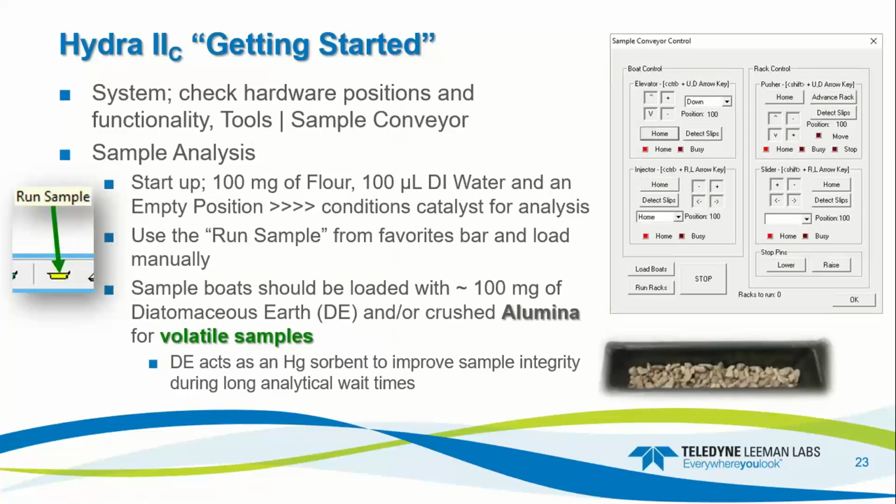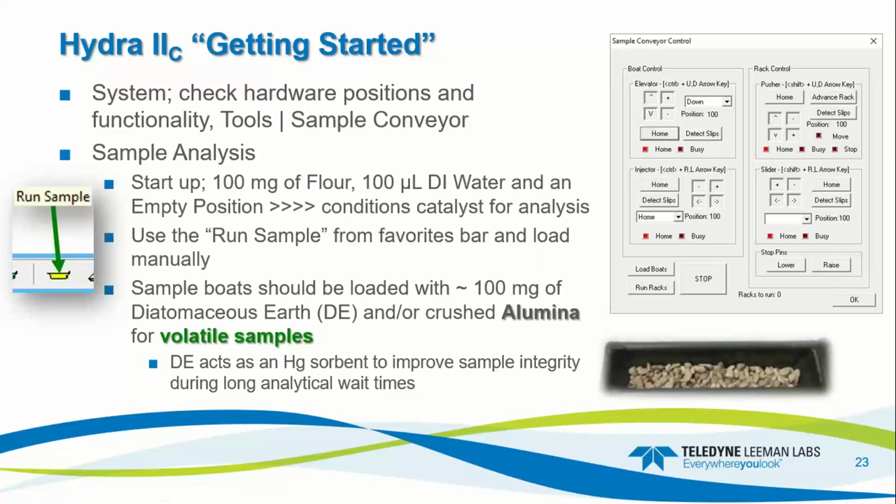Before you do that, it's nice to get the system started. So how do we start it up? I like to wake up the catalyst with 100 milligrams of flour. That's a polysaccharide, so it's lots of carbons. It will get the catalyst excited, get everything going, get all the surfaces ready to go, so it's ready for your samples. After that, I do 100 microliters of water, and then I run an empty position. And I just do them from the favorites menu, hit run sample, put the boat right onto the forks, and let it go.